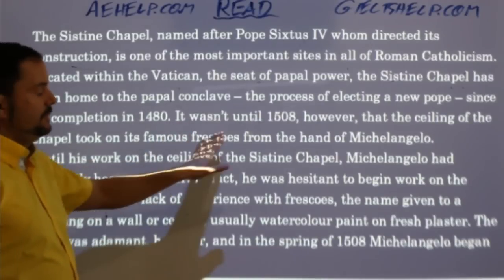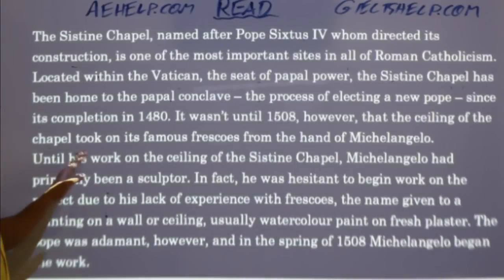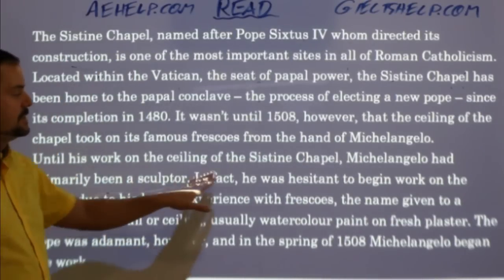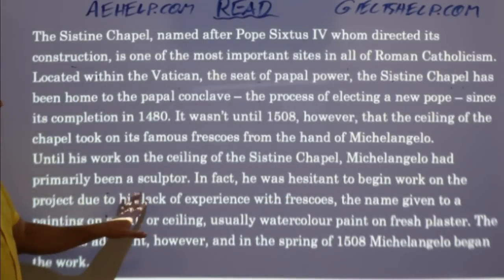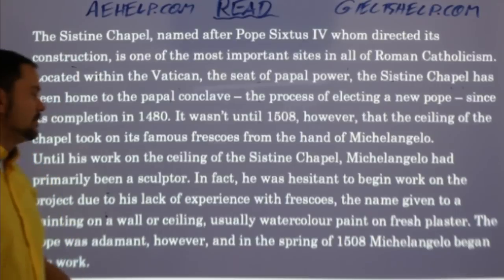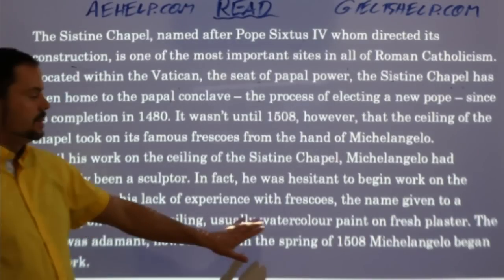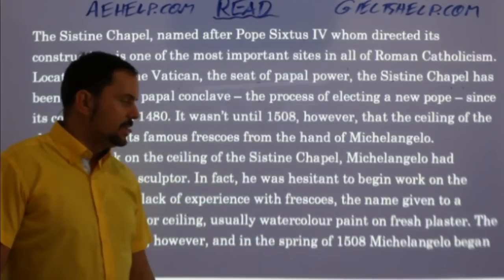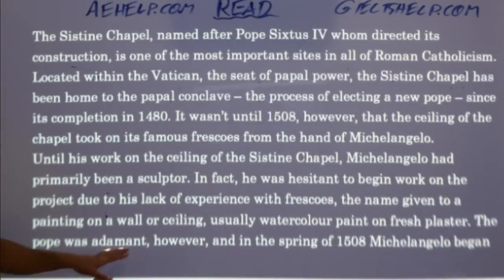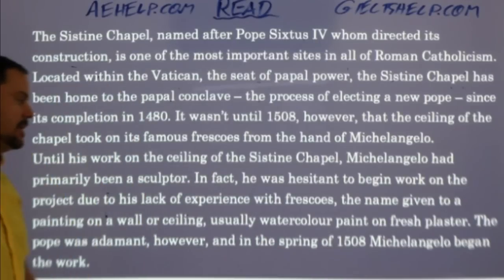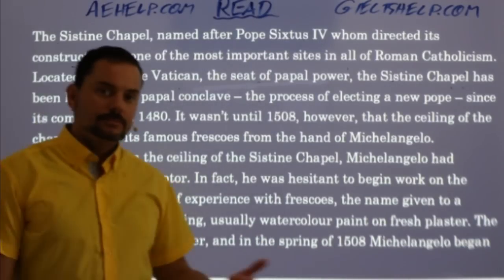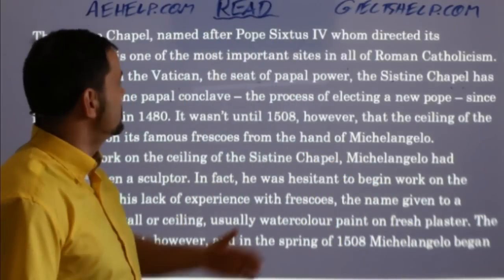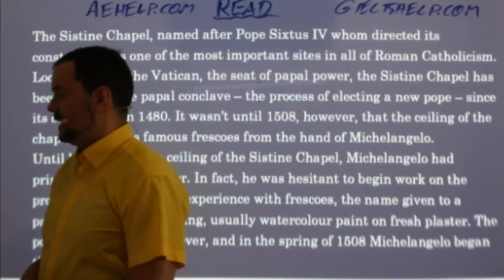It wasn't until 1508, however, that the ceiling of the chapel took on its famous frescoes from the hand of Michelangelo. Until his work on the ceiling of the Sistine Chapel, Michelangelo had primarily been a sculptor. In fact, he was hesitant to begin work on the project due to his lack of experience with frescoes. The name given to a painting on a wall or ceiling, usually watercolor painting on fresh plaster. The Pope was adamant, however, and in the spring of 1508, Michelangelo began the work. What is it about? Painting of the Sistine Chapel by Michelangelo for Pope Sixtus IV in the early 1500s.